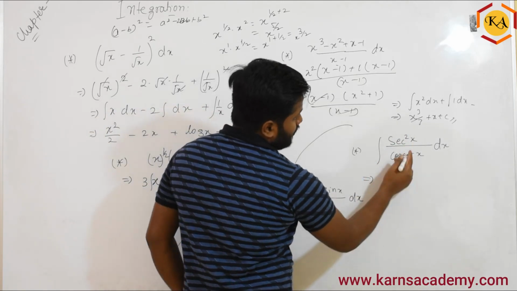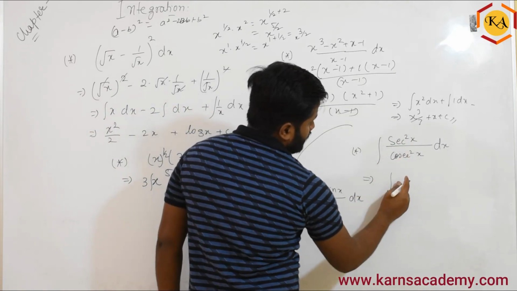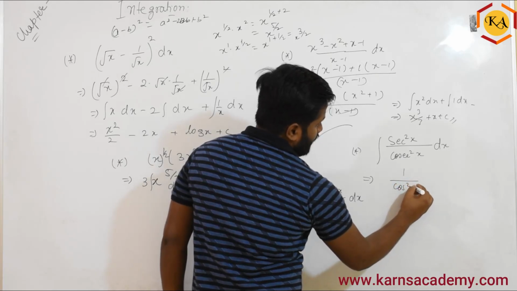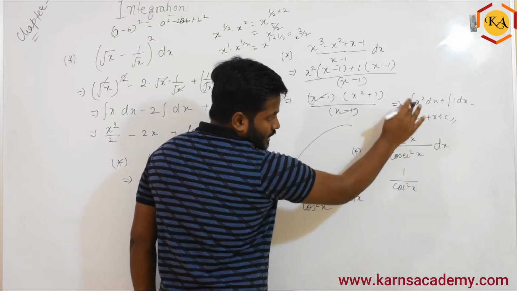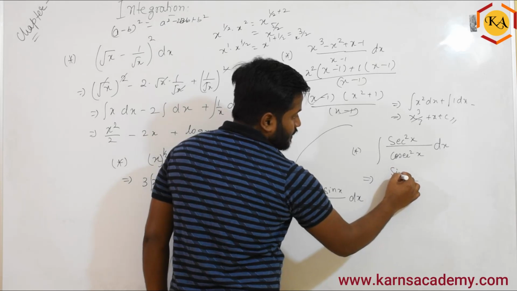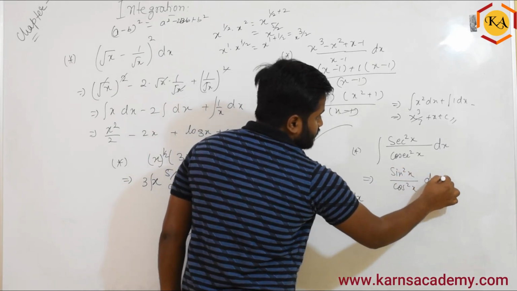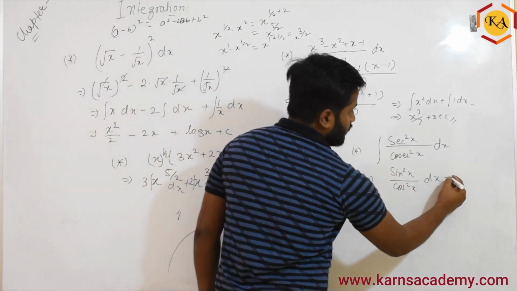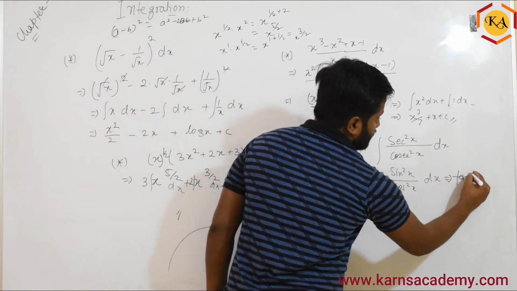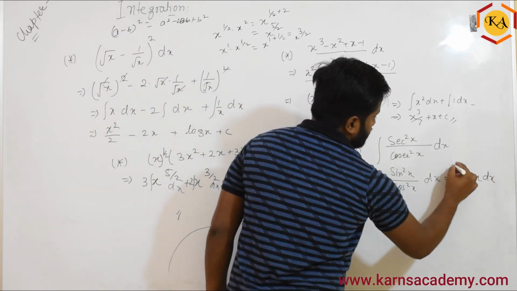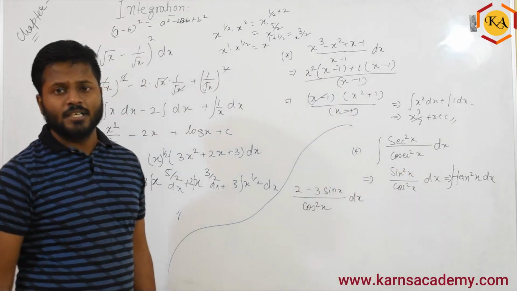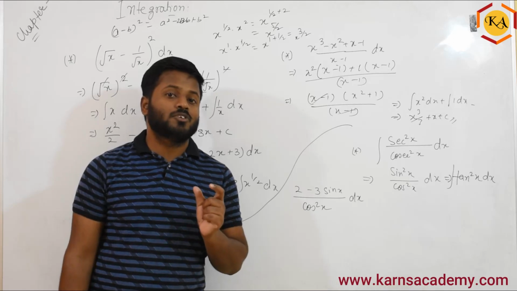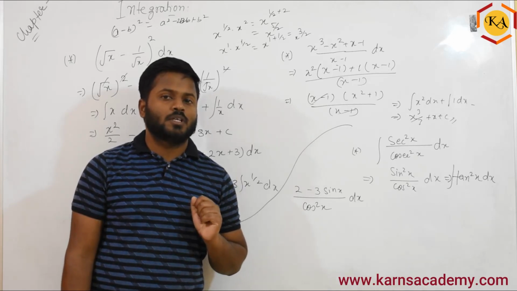So let's try to convert this. Secant will become 1 by cos. So basically this will become something like 1 by cos square x, and cosecant is 1 by sine, so sine will go on top. So can I directly write sine square x dx? Now sine square by cos square will become tan square x dx. Now you can tell, sir, can we do the integration of tan square? We can't do. The reason is we have integration for tan x, not the tan square x.